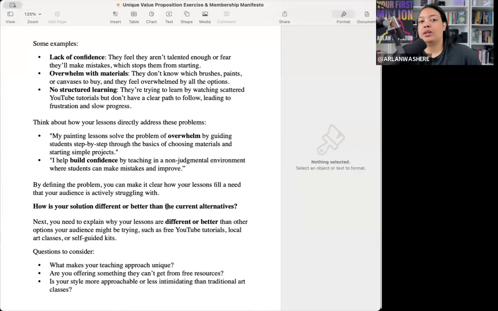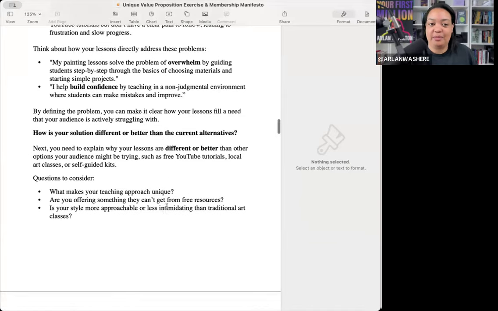Then you're going to think about how your lessons in the classroom, in the way that you structure your membership, are going to address these problems. And don't get too worried about how do I make a classroom? How do I make a course? We'll get to that another time. It's more about what is going to be inside of this container. For instance, my painting lessons solve the problem of overwhelm by guiding students step by step through the basics of choosing materials and starting on a simple project. I help build confidence by teaching in a non-judgmental environment where students can make mistakes and improve. It reminds me so much of Arlan's All Access because that's exactly what's going on.